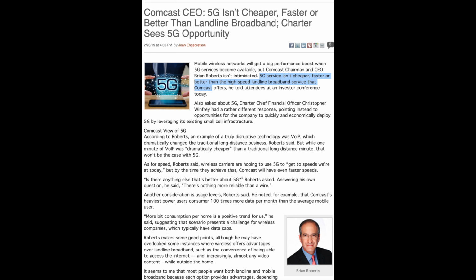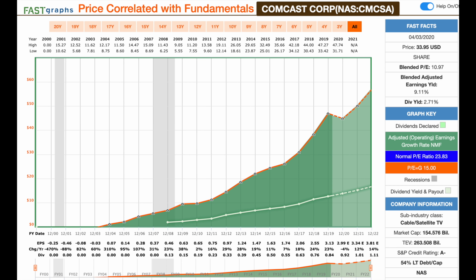And he goes on to say wireless carriers are hoping to use 5G to get to speeds that they're at today, but by the time they achieve this, Comcast will be even faster. He continues by saying there's nothing more reliable than wire, and he notes that Comcast's heaviest power users consume 100 times more data per month than the average mobile user. And this trend is growing, especially right now.